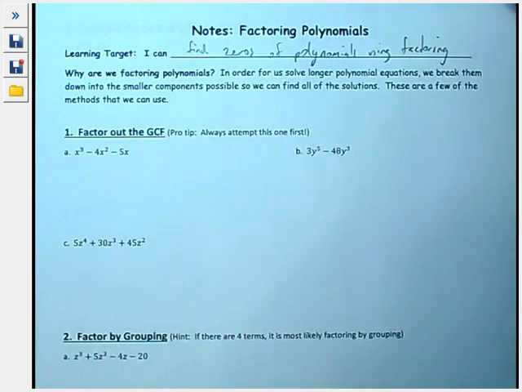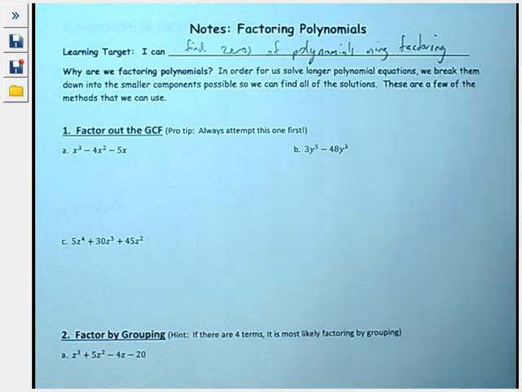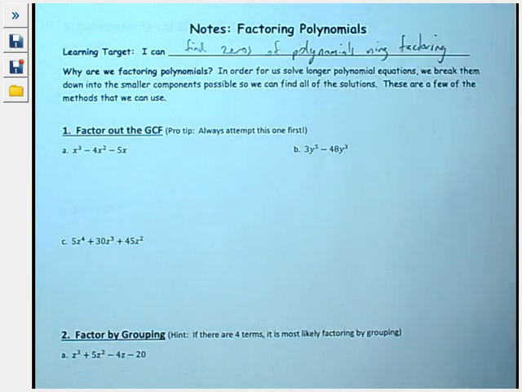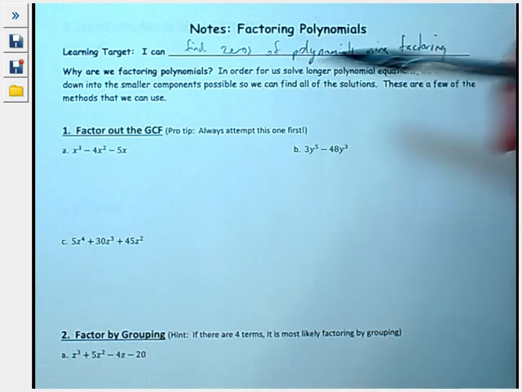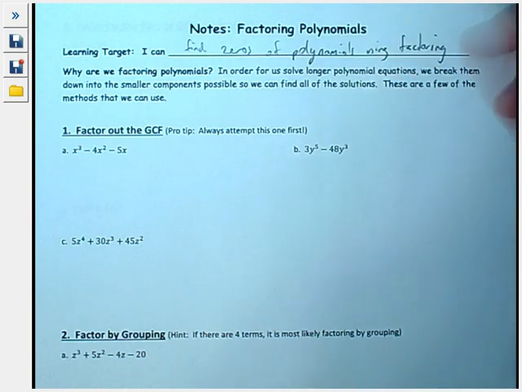Today we're talking about factoring polynomials. We're going to be working on finding solutions to polynomials, and for us to be able to do that, we need to know how to factor them. Okay, so our learning target for today is that I can find zeros of polynomials using factoring. You can tell by my nice handwriting here what our learning target is.